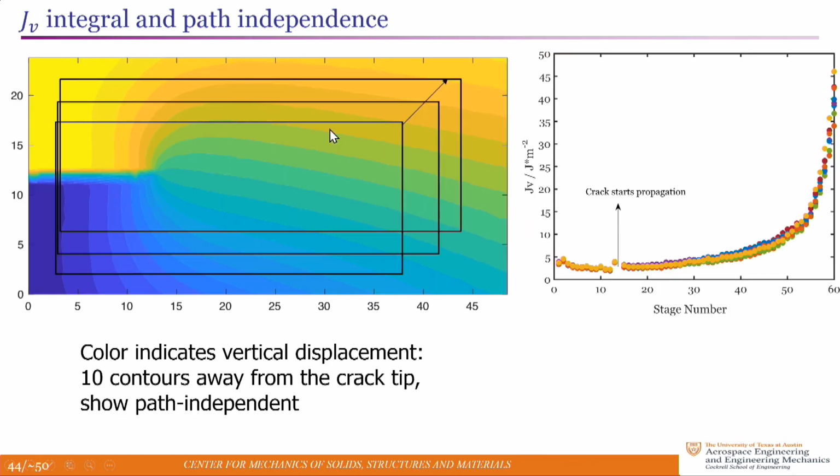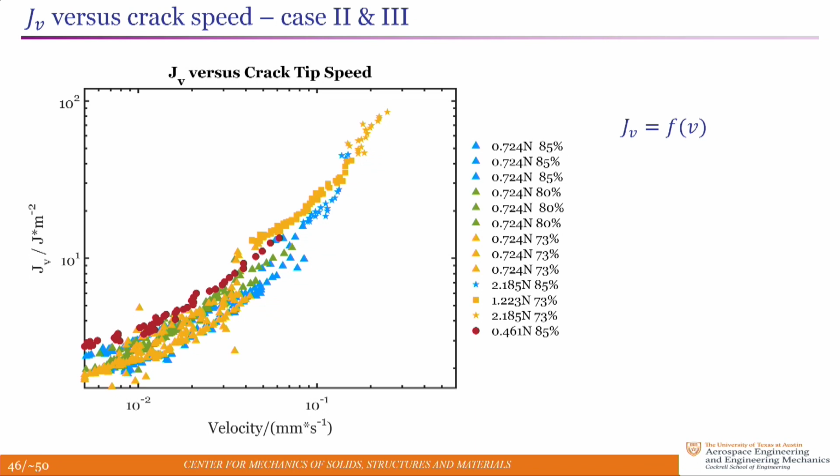I'm going to skip through these and show you what that final result is. That effective integral JV, which is the flow of energy from the outside into the crack tip region that's dissipated in the crack tip region, is here in units of joules per meter square, and the speed of the crack measured is down here. So both of these are measurements.